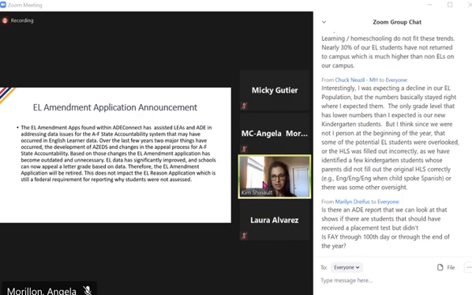So what this says is that the EL amendment application that is typically operational is no longer going to be used. It is going to be retired this year. So the EL amendment application is going to be retired. However, the EL reason application is still going to be operational. It is still going to be used.